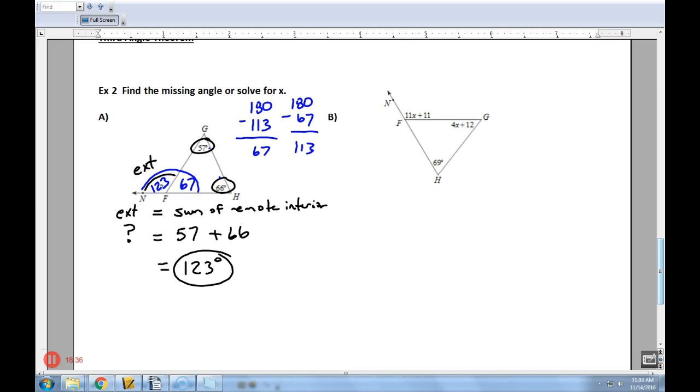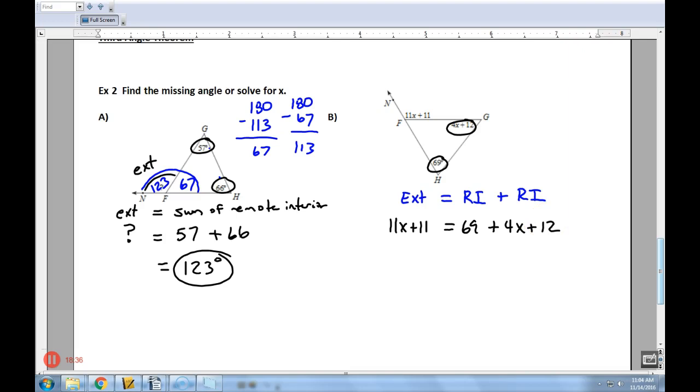So final question here. This one we kind of need the exterior angle. So I'm going to set this one up using the theorem. Again, the exterior angle is the remote interior plus the other remote interior. That's my initial setup. So I'm just going to substitute in. The outside angle is equal to, well, these are the two remote interiors, 69 plus 4x plus 12, and really the geometry is over.